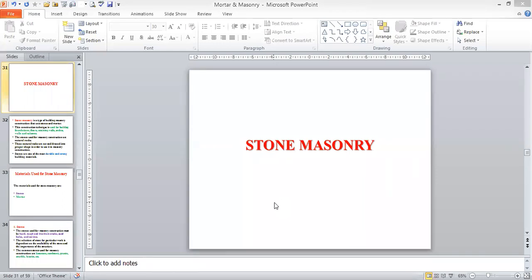So where can we generally use stone masonry? Basically, we start with the foundation. First we use it in the foundation, then in the floors, that is, the construction of the flooring. Then we will use it in the walls, then in the columns, then in the retaining walls. In these areas we preferably use stone masonry.